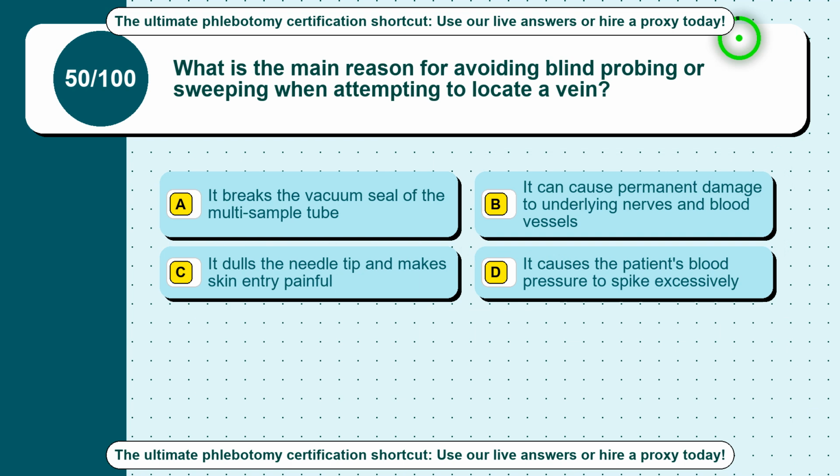Question 50. What is the main reason for avoiding blind probing or sweeping when attempting to locate a vein? Option A, it breaks the vacuum seal of the multisample tube.